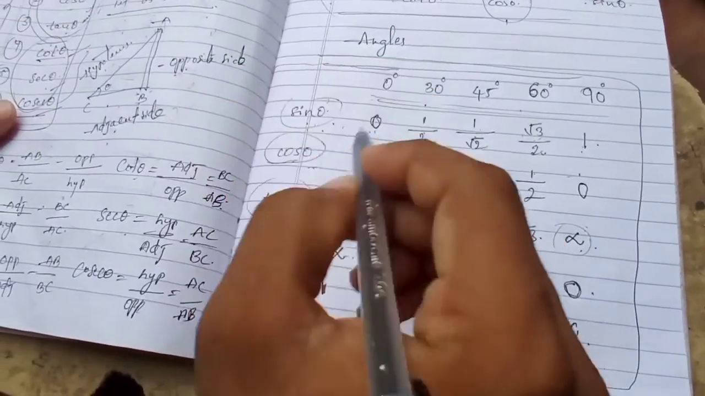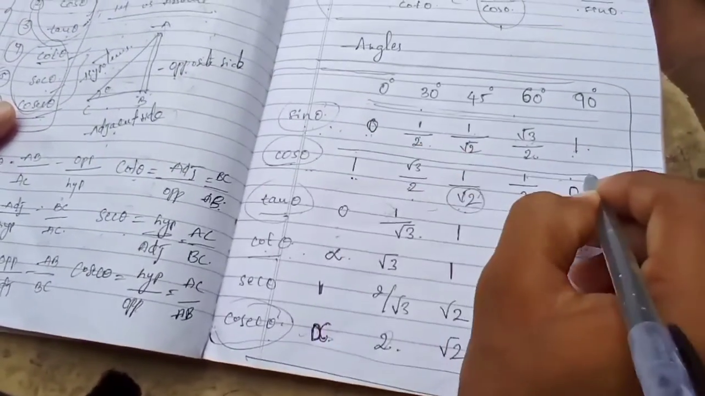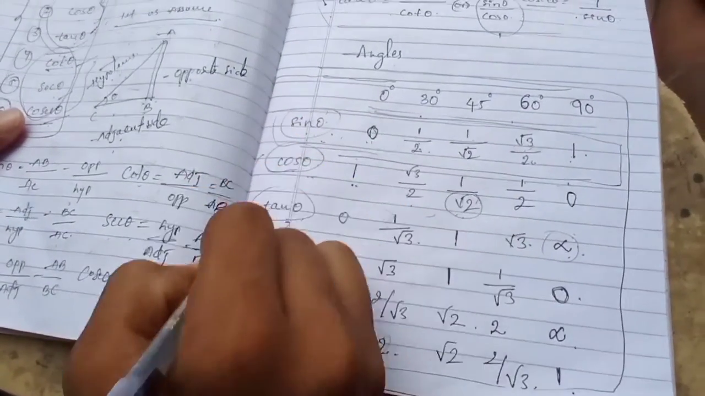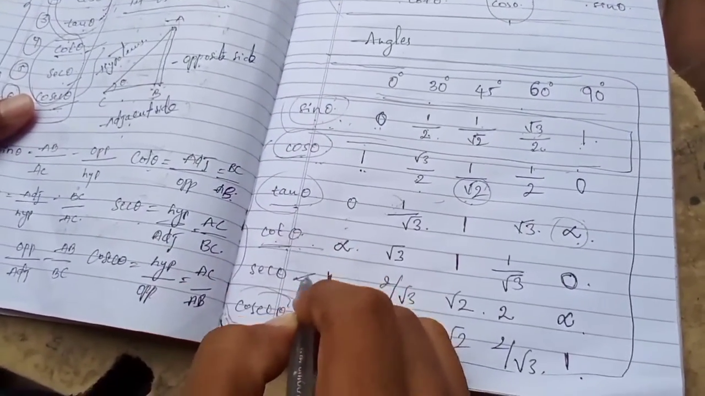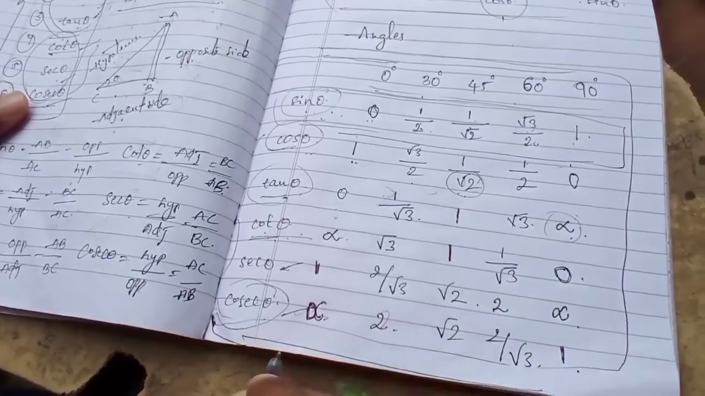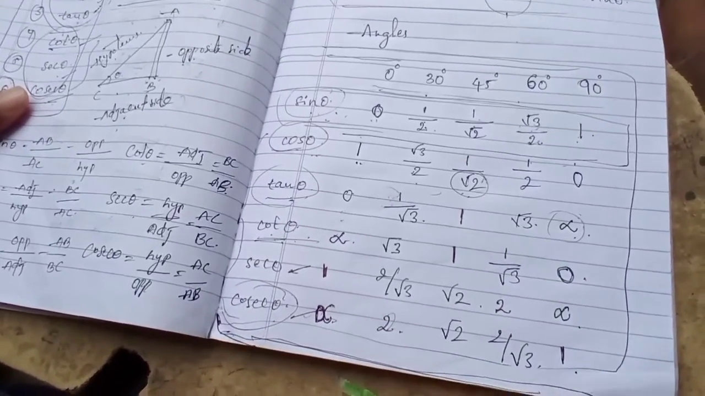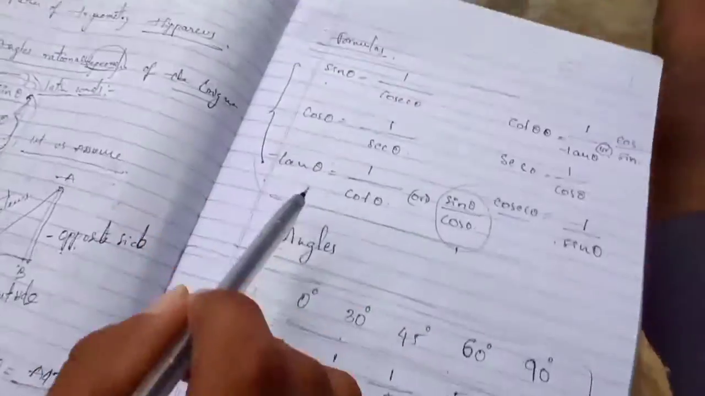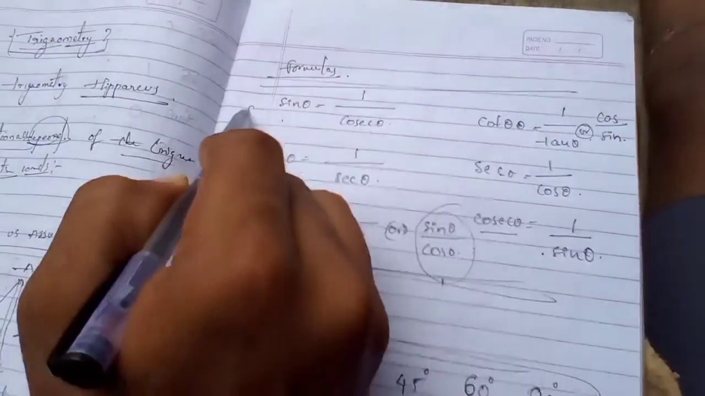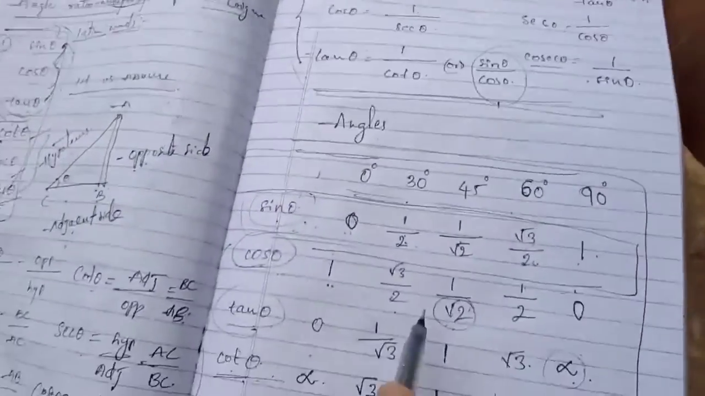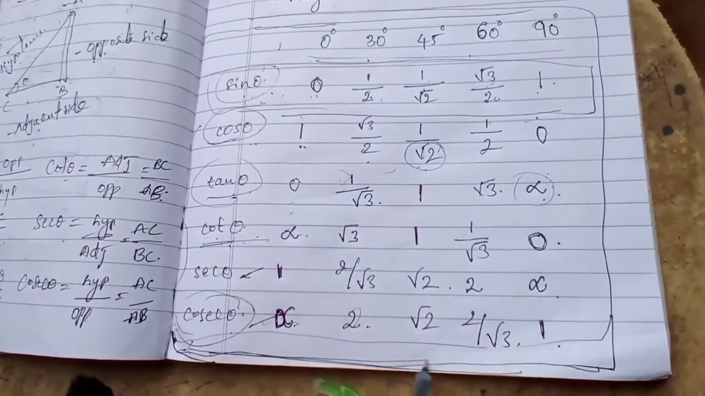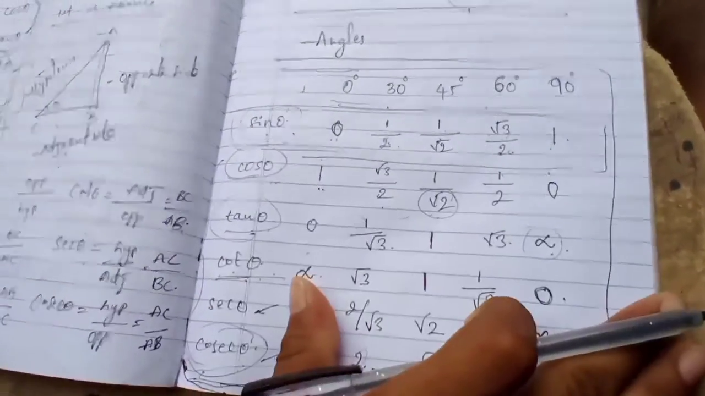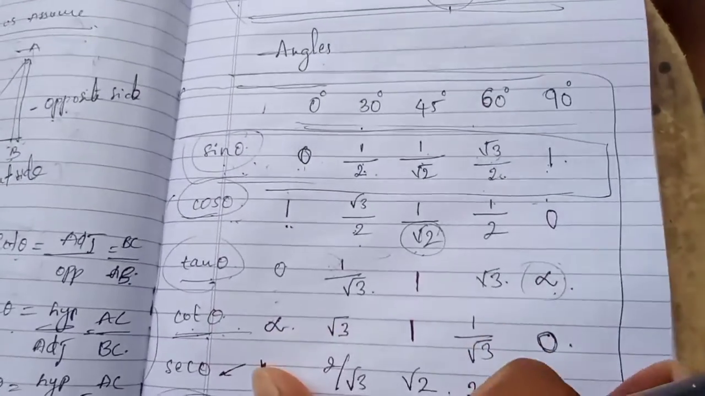It is very easy. If you know the values of sin theta, then the values of cos theta, tan theta, cot theta, sec theta and cosec theta can easily be understood. These are the basic formulas. If you know these formulas, you will be good at these angles. So this is the basics of trigonometry.